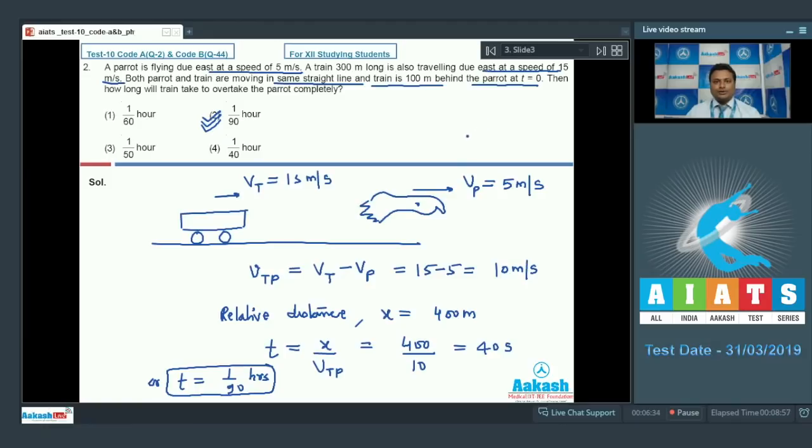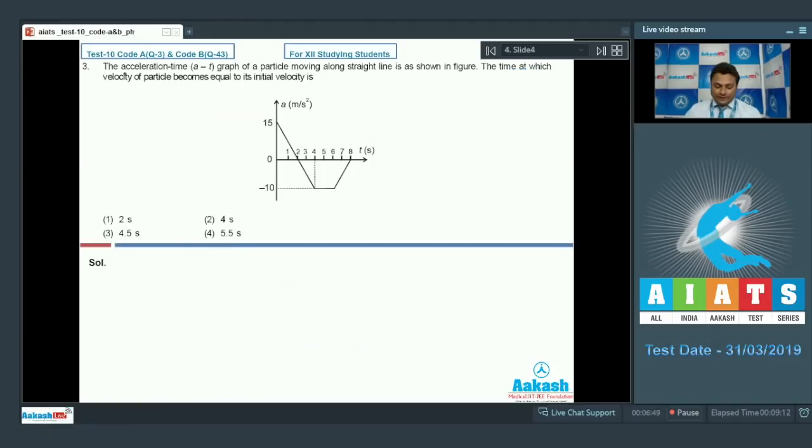Now let us proceed to the next question, that is question number 3. Here is question number 3. The acceleration-time (a-t) graph of a particle moving along a straight line is shown in the figure. The time at which the velocity of the particle becomes equal to its initial velocity will be what? Now we know very well that the area under the acceleration-time graph gives the change in velocity, and here we have to calculate the time at which the initial velocity becomes equal to the final velocity.